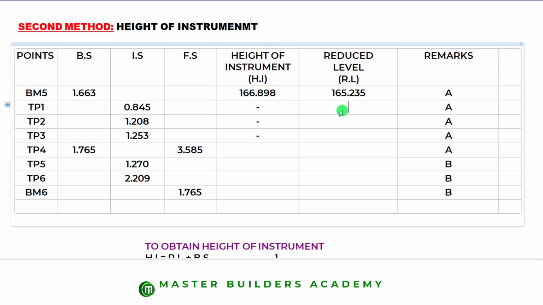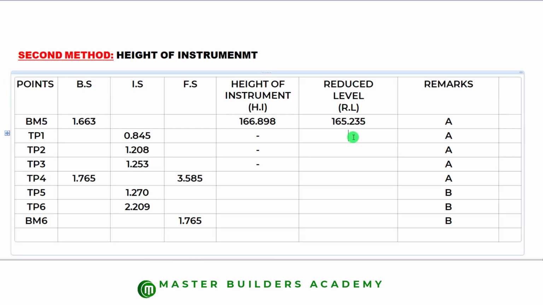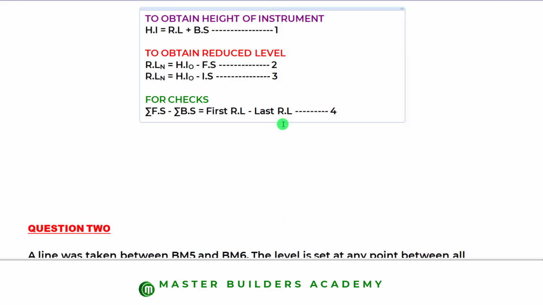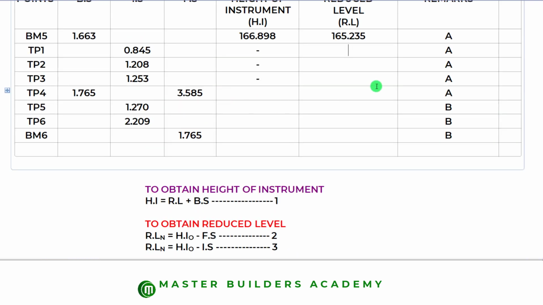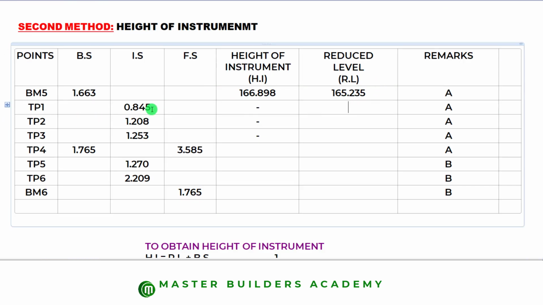So now the question is, how do I find my reduced level? To find the reduced level, we subtract intersight from our height of instrument, or foresight from height of instrument, as given in equation 2 and equation 3. So if we come to TP1, what we are given there is an intersight. We remove this intersight from the height of instrument, and if we do this subtraction, we have 166.053.